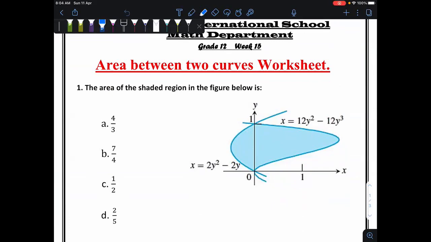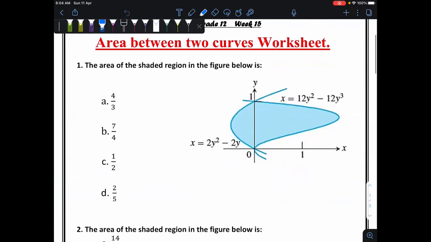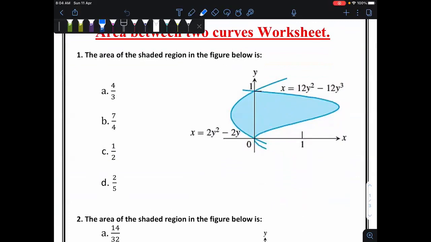The first question: what is the area of the shaded region in the figure below? It's time for asking, guys. If you have any answer for this question, you can tell me and answer with me. So, how do we solve this question?